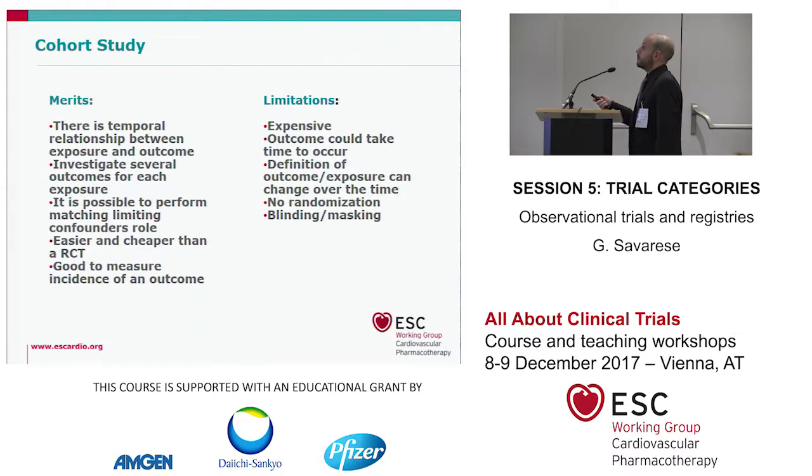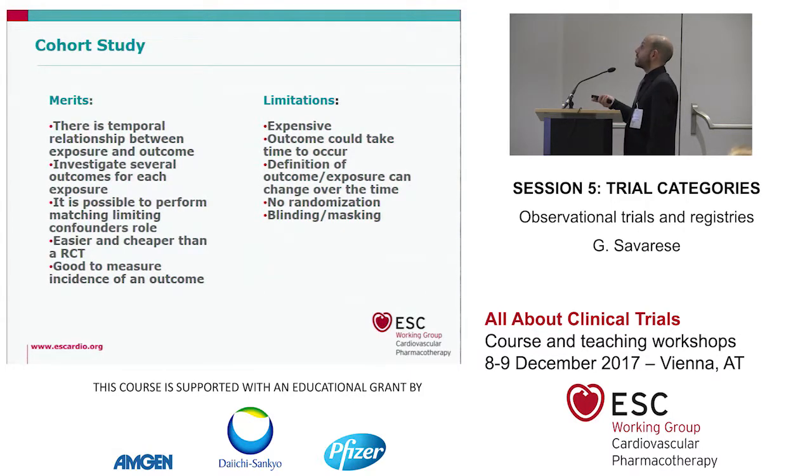So these kinds of studies have merits and limitations. The merits are that there is a temporal relationship between exposure and outcome, and this did not happen, for example, for cross-sectional studies. They allow investigating several outcomes for each exposure. It is possible to perform matching, limiting the confounding role. They are easier and cheaper than a randomized clinical trial. They are good to measure incidence of an outcome.